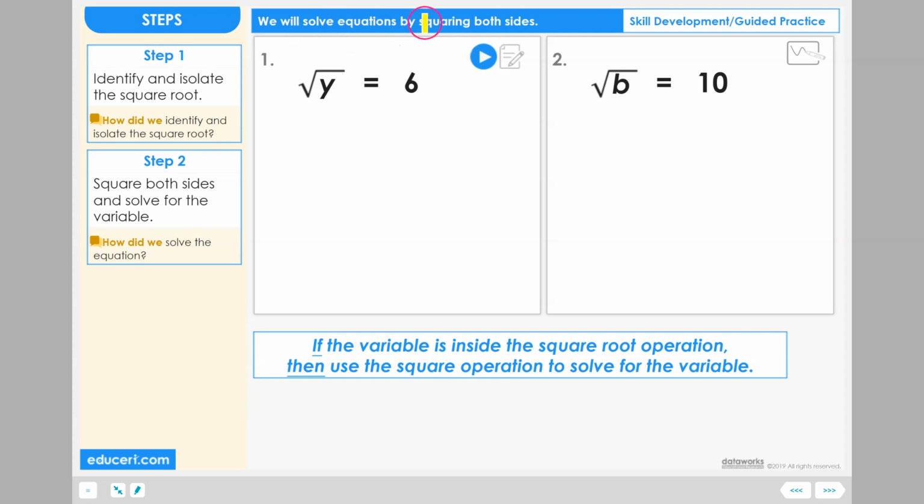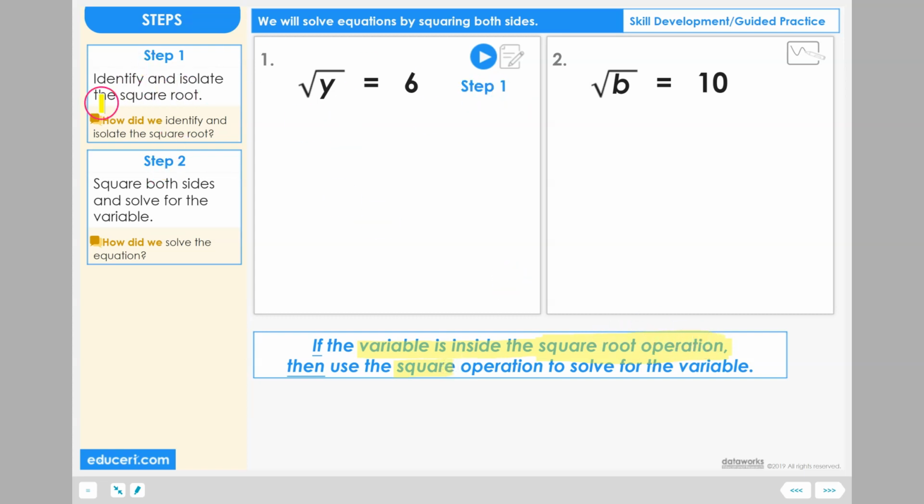Let's solve equations by squaring both sides. Squaring both sides is something we do when we see the variable inside of the square root operation, then we know that we can free it or take it out of the square root operation if we just use the inverse, which is to square the square root.